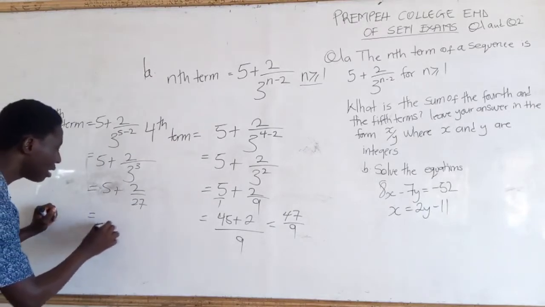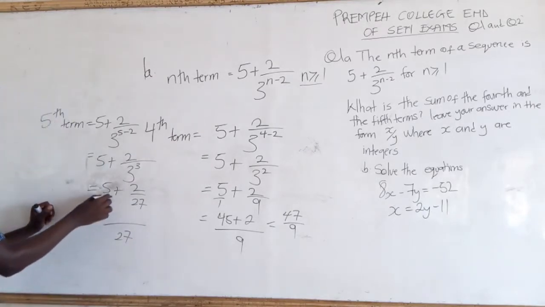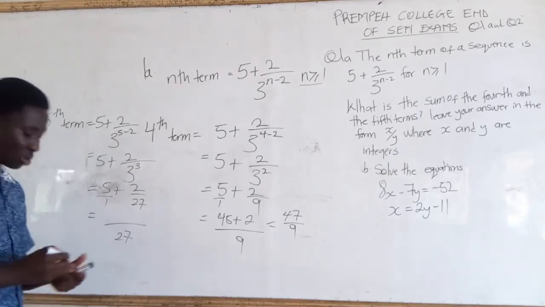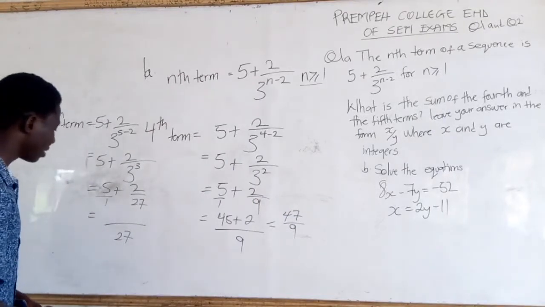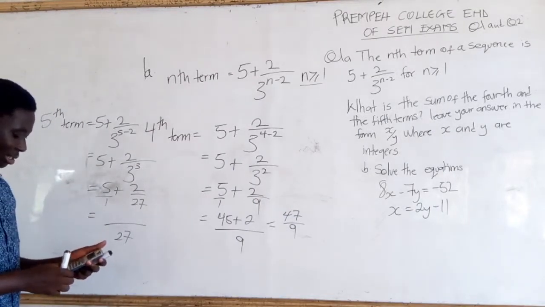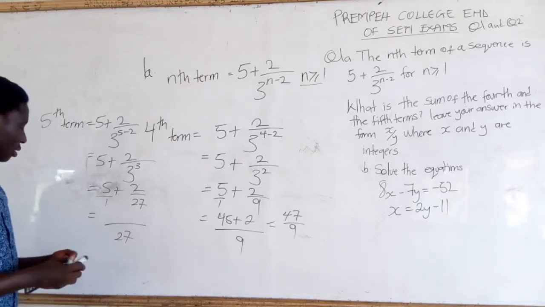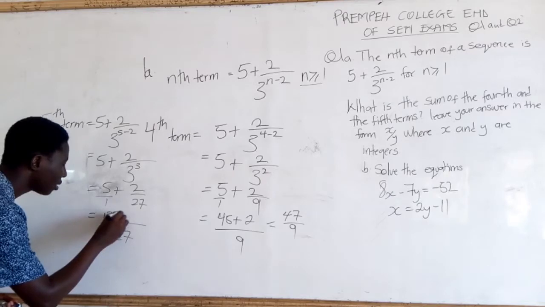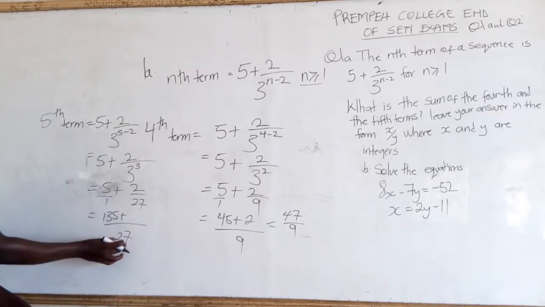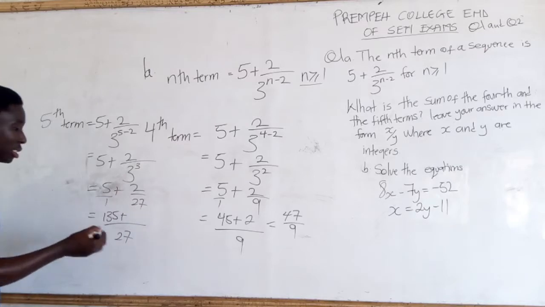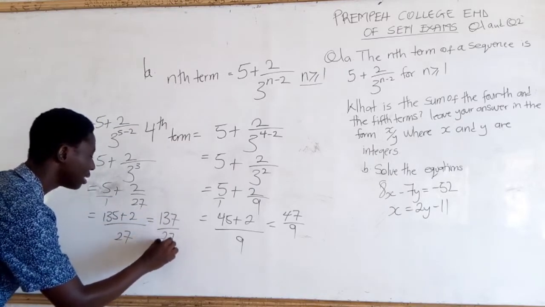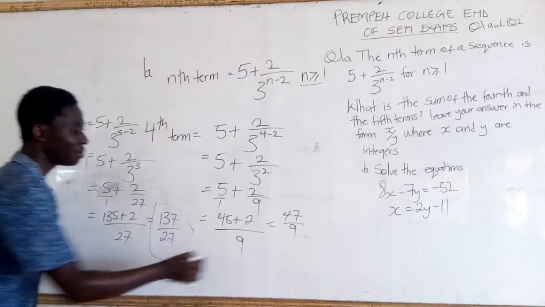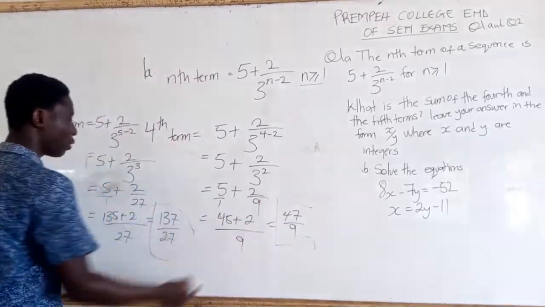Now our LCM here is 27. So 1 goes into 27, 27 times, and 27 times 5, we are going to get 135, plus 27 goes into itself once. So 1 times 2, we are going to get 2, which gives 137 over 27. And this is the fifth term, and this is for the fourth term.